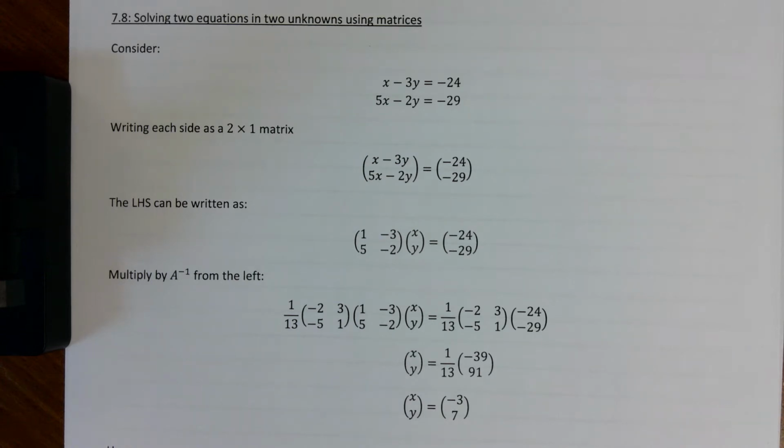This is GCSE Further Maths Pure. We are on chapter 7, looking at matrices, and this is the final bit, 7.8, solving two equations and two unknowns using matrices.